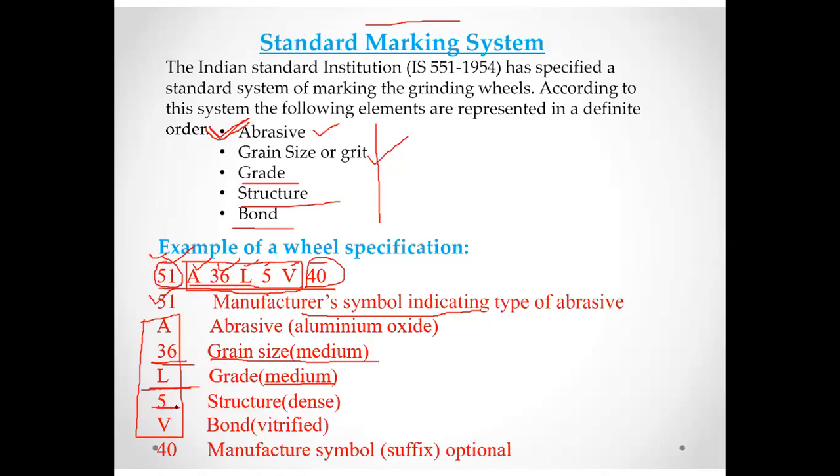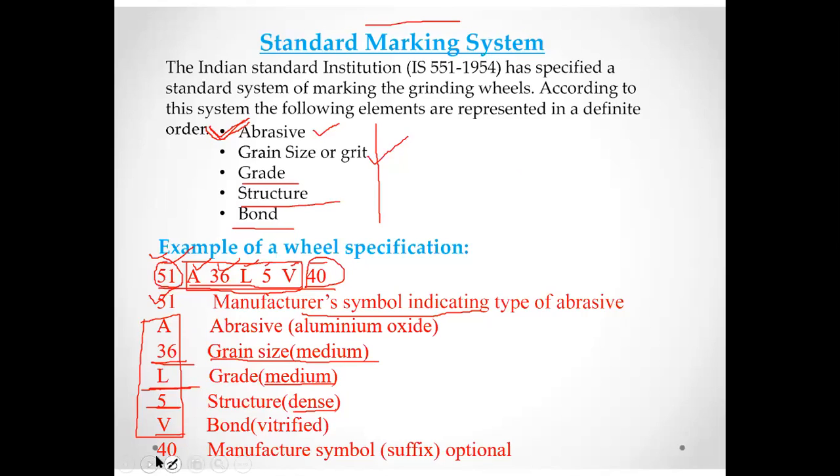Structure is nothing but 5. 5 means it's a very dense structure, meaning more particles, or more cutting edges, in a unit surface area. Similarly, V is representing vitrified bond. That is the type of bond. Last class we have seen different types of bonds. So V represents vitrified bond.